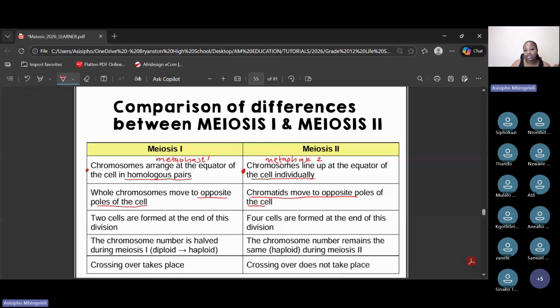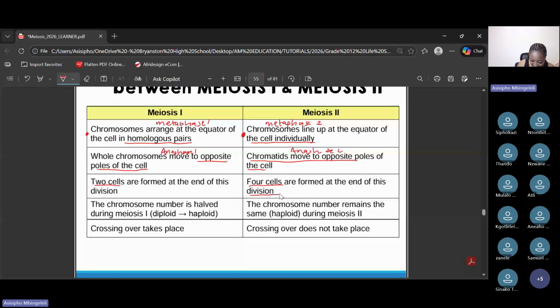Then 2 cells are formed at the end of this division, and 4 cells are formed at the end of this one. So which phase here? Telophase. Thank you. Telophase 1 and telophase 2. Chromosome number is halved during meiosis, and chromosome number remains the same during mitosis. So here we are just comparing the 2 divisions and not necessarily a phase.